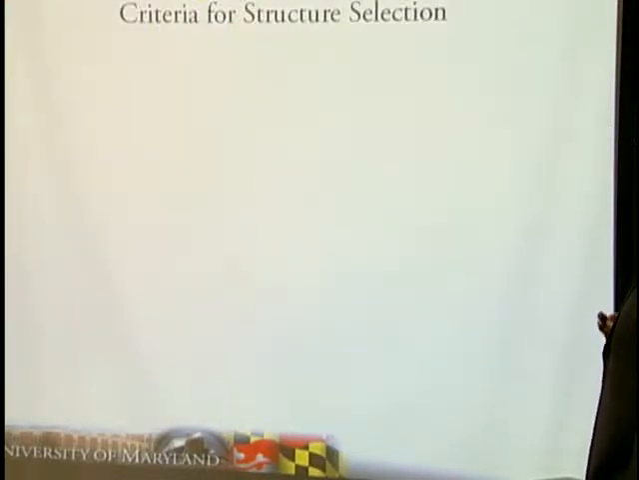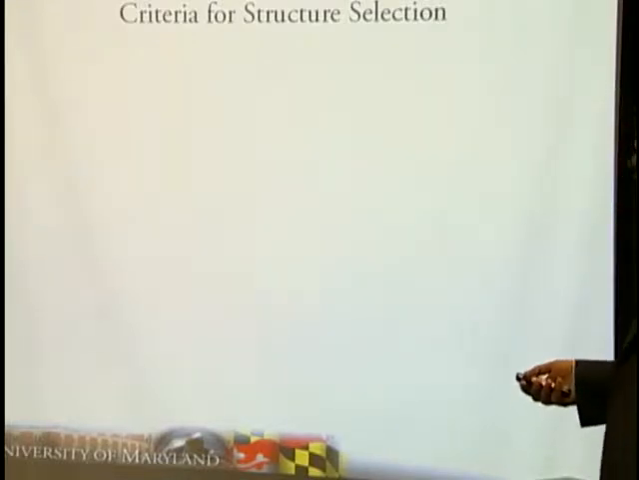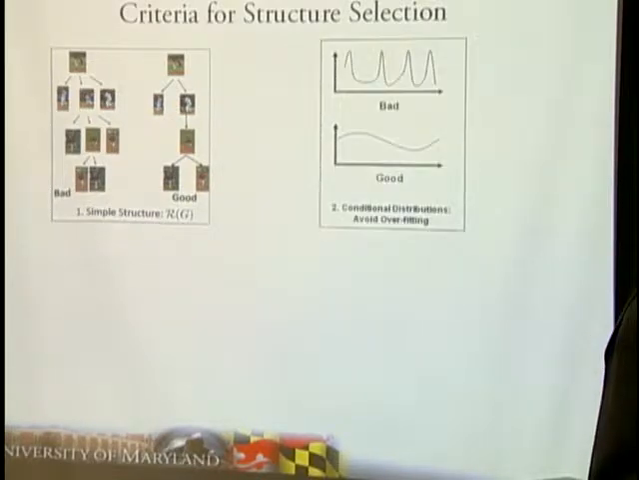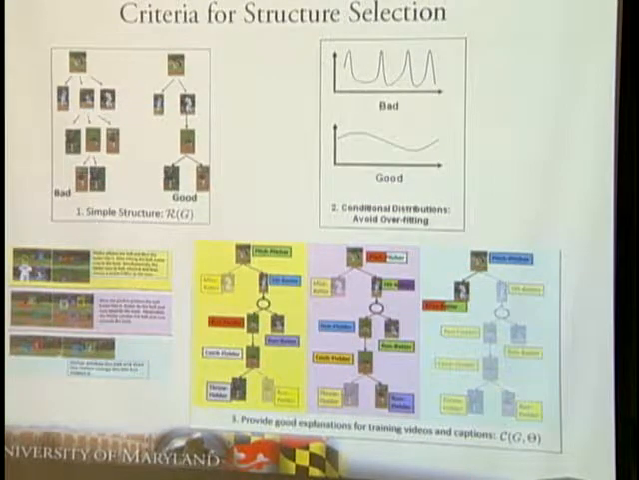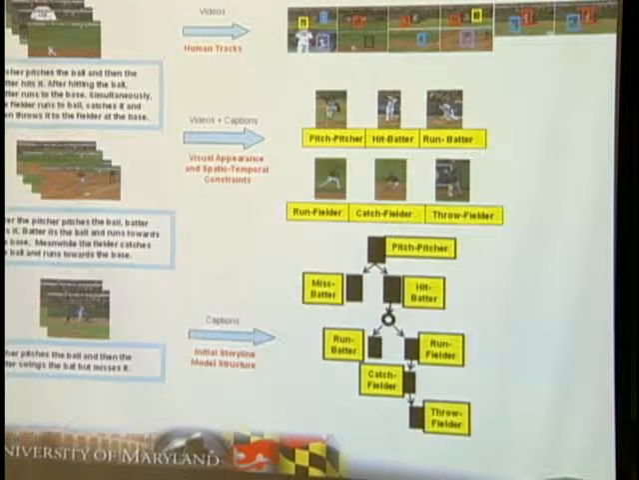Now I'll talk about the criteria for the storyline proposal selection or the structure selection. This criteria consists of 3 terms. The first term indicates that we prefer simple linear structures over complex structures. The second term indicates we prefer smooth conditional distributions that avoid overfitting. And finally, we prefer a storyline which can explain not only our videos but the captions associated with these videos. So basically, you can see in this case we are trying to learn semantic models from both the language and the video itself.